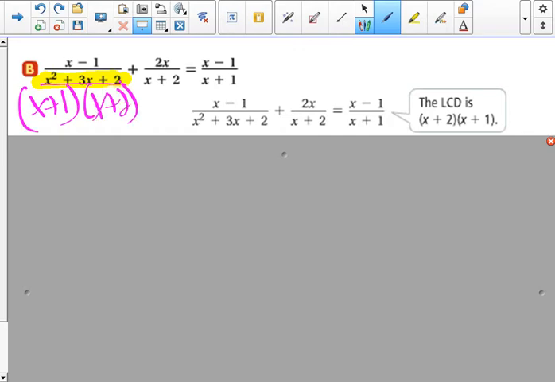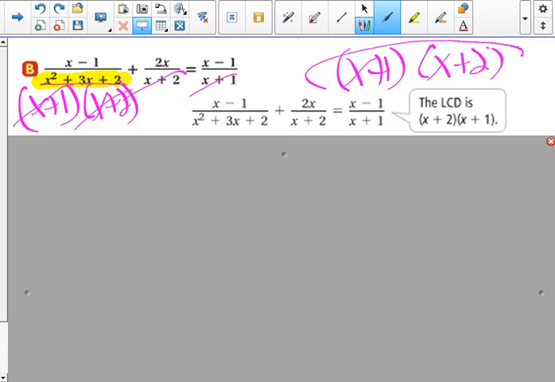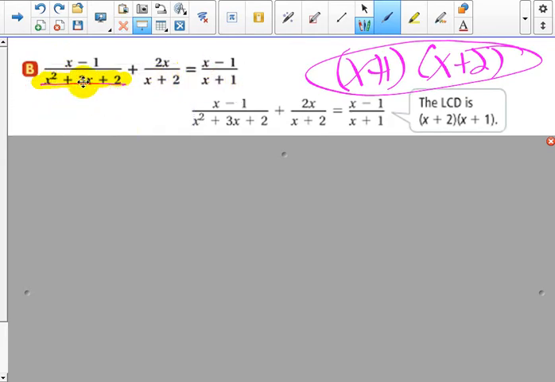Now let's look at everything that we have. We have an x plus 1. There's 1 that we have to clear, and an x plus 2. We have 2 of those. So really, that's what we're going to multiply both sides by. 1 each of our denominator. And it should clear all the denominators. Okay?